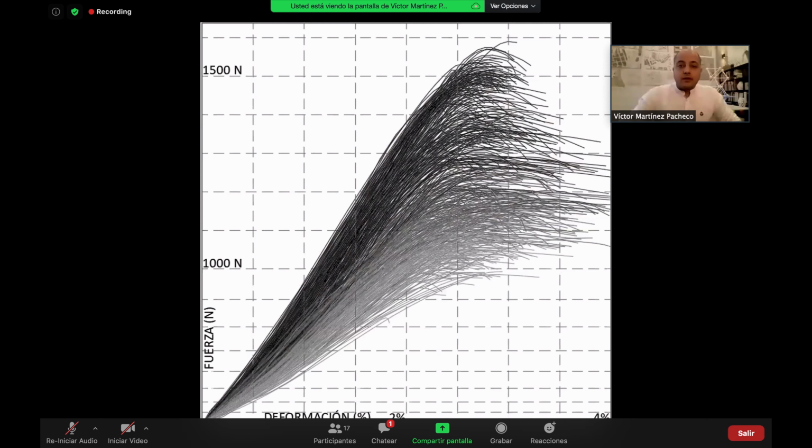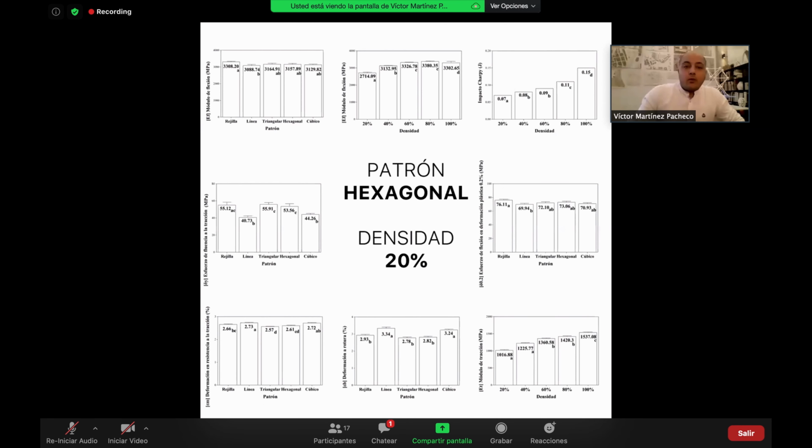Once we obtain the results, we carry out a statistical study, and well, this graph shows the deformation stress diagram of some of the specimens, where we reached the conclusion that we could obtain, with a density of 20%, resistances higher than 80%, with important implications in weight, material consumption, and time, and of course, environmental impact.